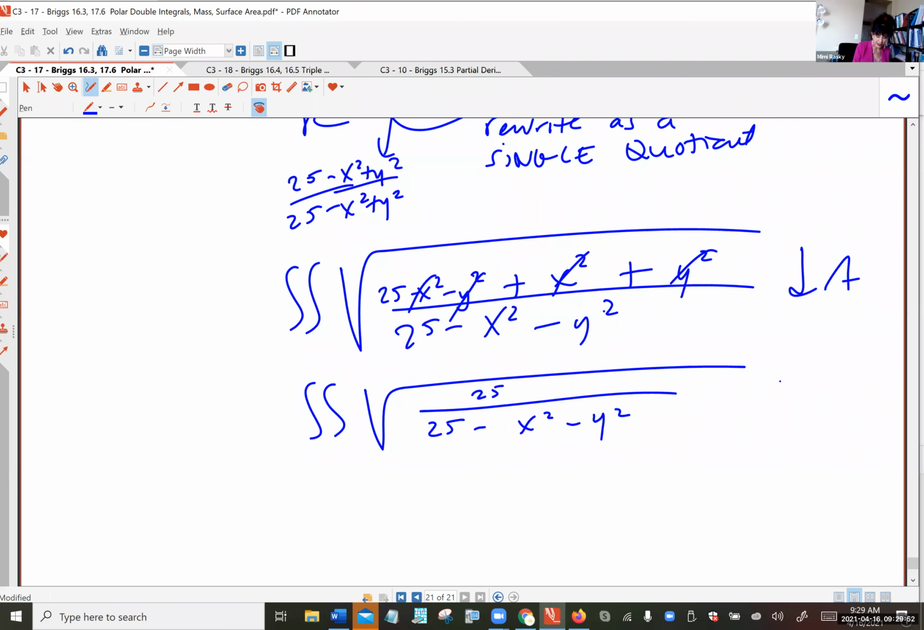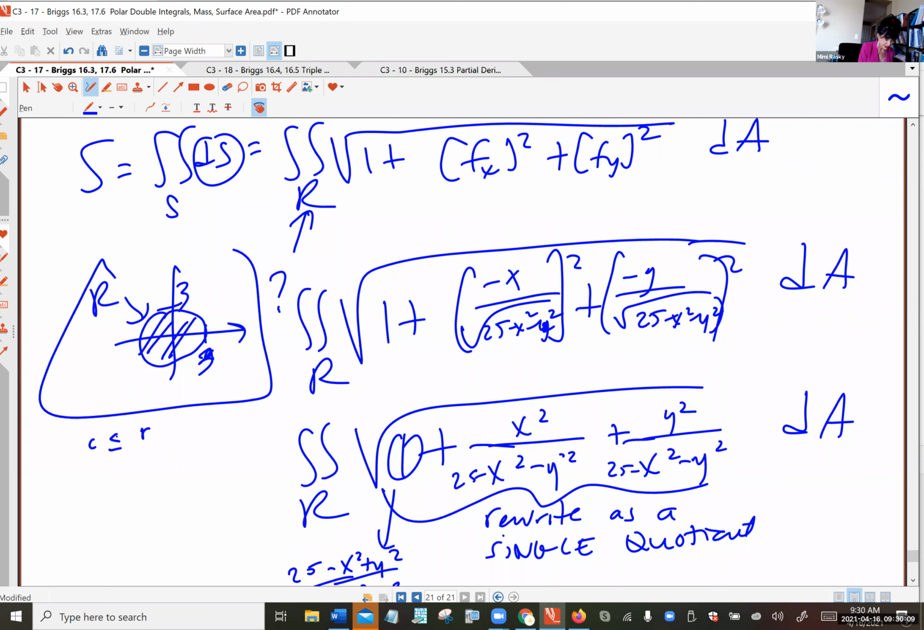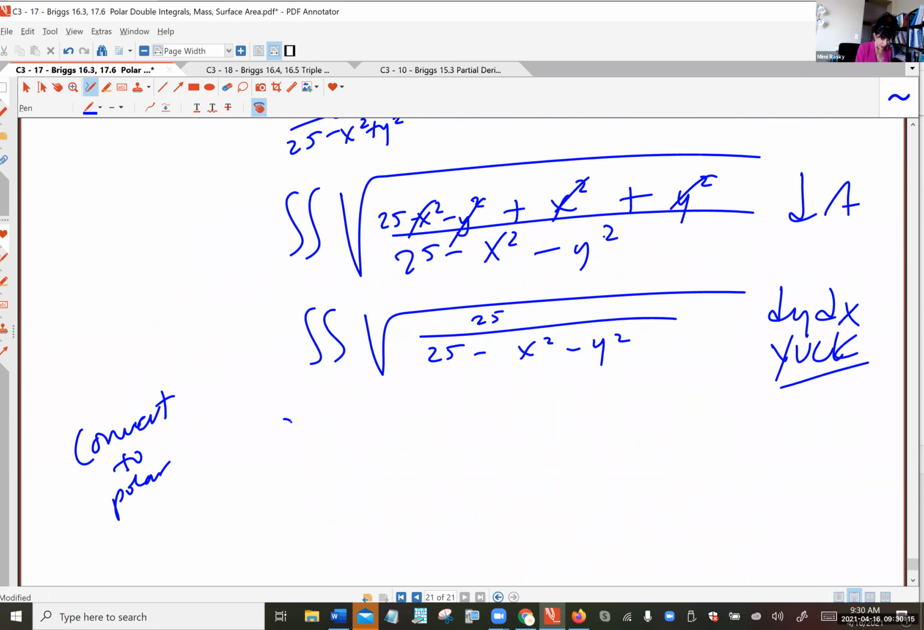I don't. Yuck. Convert it to polar. Absolutely convert to polar. And remember, the region R is this right here, and the r is just 0 to 3. Theta is doing its whole revolution, 0 to 2 pi. So you're like, okay, that looks fine there.